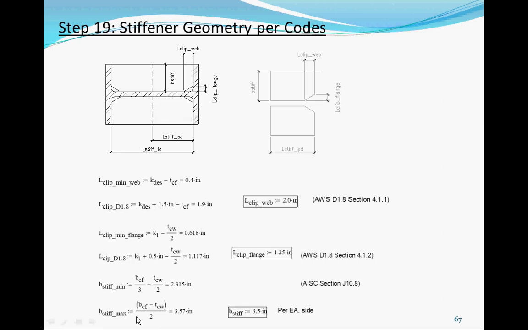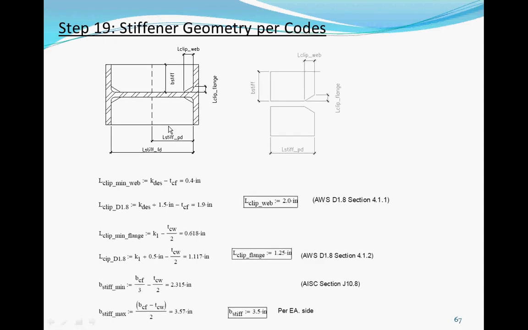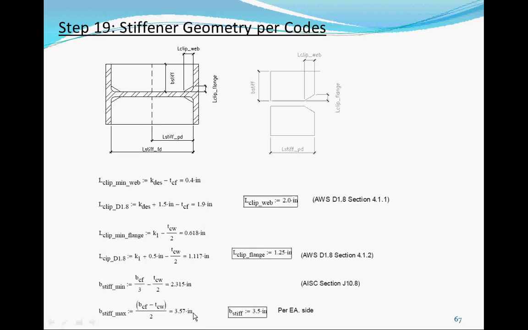Okay, a maximum, there's no maximum per se. You stick it out whatever you want, but we want it to be flush with at least the column flange. So that's why we call the maximum BF subtract out the TF, divided by 2, your width. So 3.57 minimum. So let's say, don't stick it out, just put in a little bit. So we call it 3.5 inches.